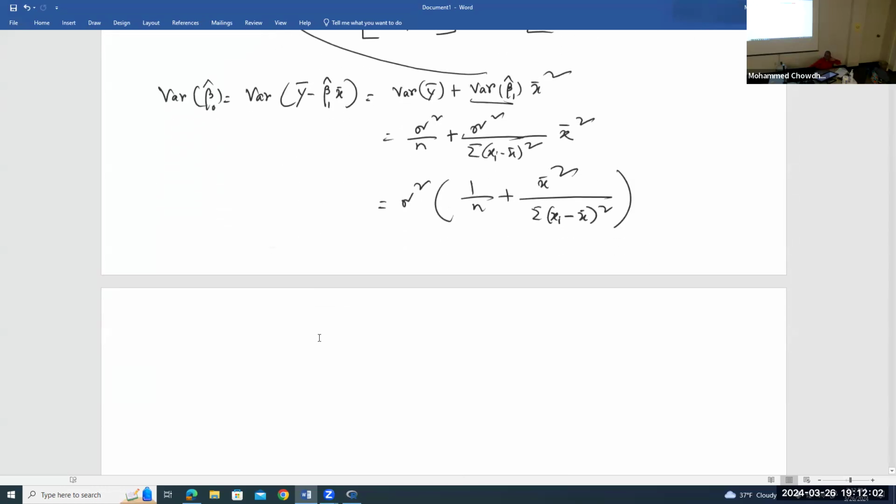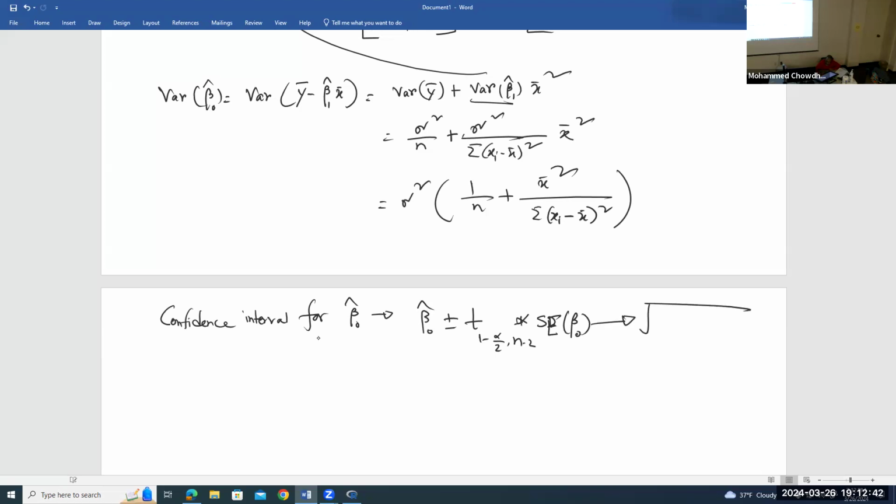Why do I find these things? Remember, the confidence interval for beta 0 is equal to beta 0 hat plus or minus t with 1 minus alpha over 2 and n minus 2 degrees of freedom, times the standard deviation or standard error of beta 0 hat, which you can obtain by taking the square root of the variance of beta 0 hat.